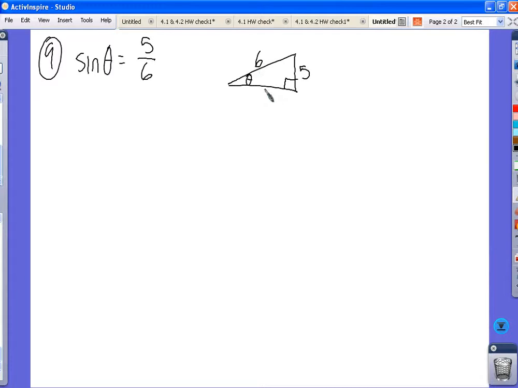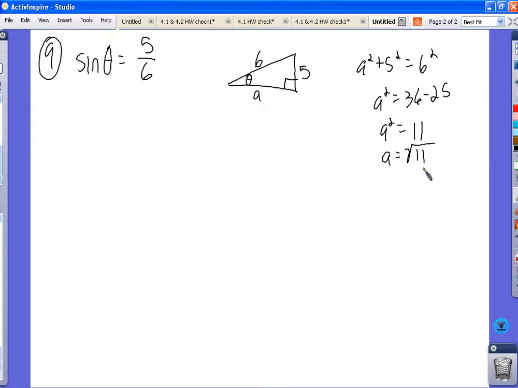Then we have to find this side here using the Pythagorean theorem. Let's call the adjacent side a: a squared plus 5 squared equals 6 squared. So a squared equals 36 minus 25, so a squared equals 11, and a equals the square root of 11. Now we know the sine, now we can find the others.